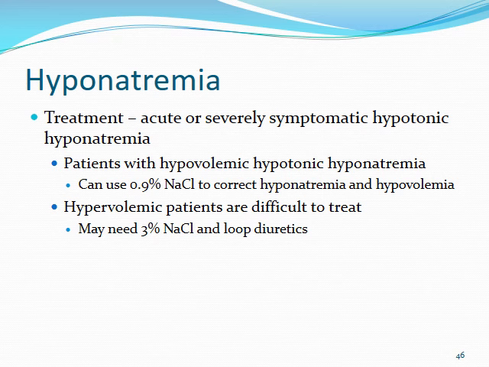Patients who are having a hypovolemic, hypotonic hyponatremia, essentially you can give them 0.9% sodium chloride to help correct the hyponatremia and the hypovolemia at the same time. Now, if you have hypervolemic patients, they can oftentimes be difficult to treat. Sometimes, because their volume status is high, you have to utilize concentrated sodium and also something to help get rid of that extra free fluid. So you can utilize loop diuretics in these cases.